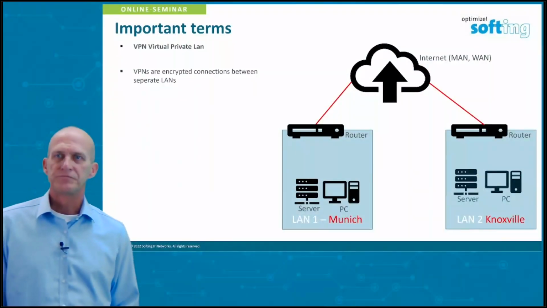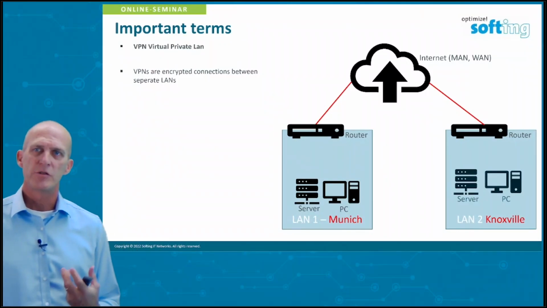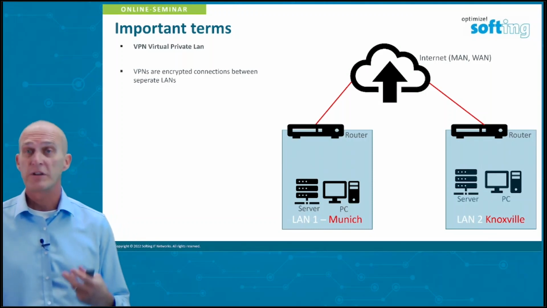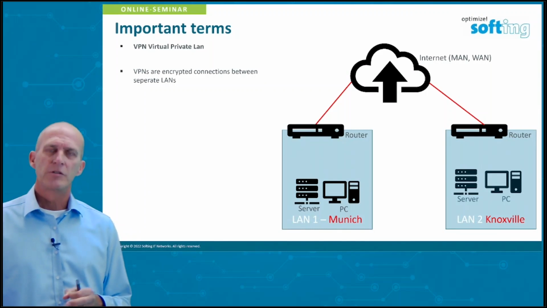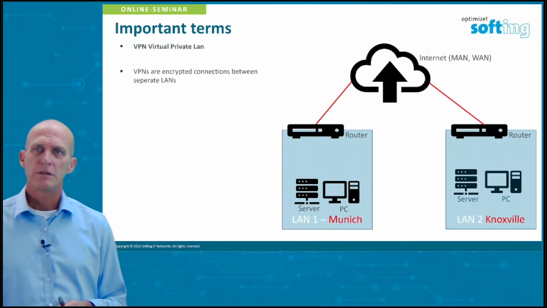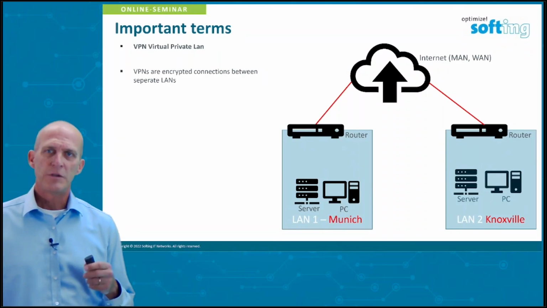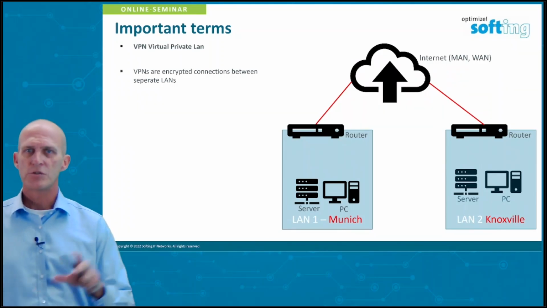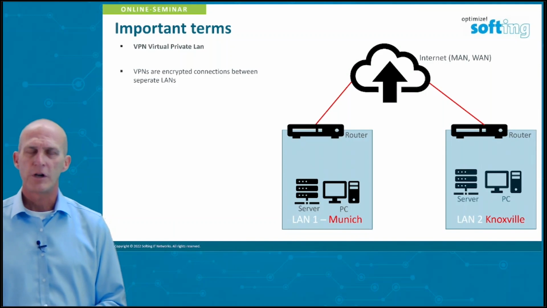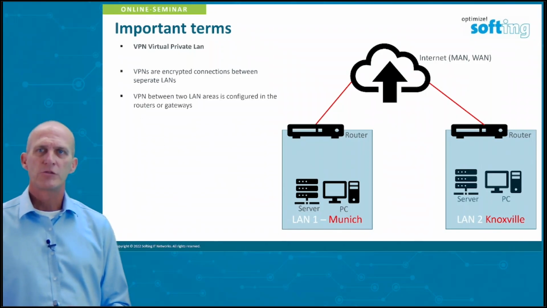All right, so let's look at something else. Let's look at VPNs, virtual private networks, sorry. VPNs are encrypted connections through unsecure networks like the internet. So if I want to connect our network in Munich, in our headquarters, to our network in Knoxville, where our subsidiary sits, we use a VPN to connect both to each other.